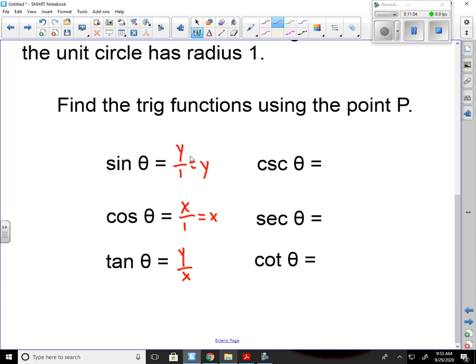Moving on from there, the cosecant is just 1 over y. The secant is the flip of the cosine, 1 over x, and cotangent is x over y. So just looking at the unit circle will give us every measurement that we need.